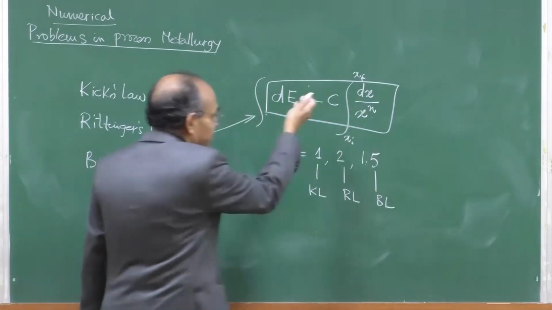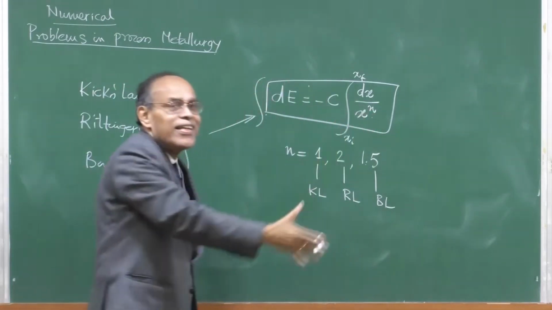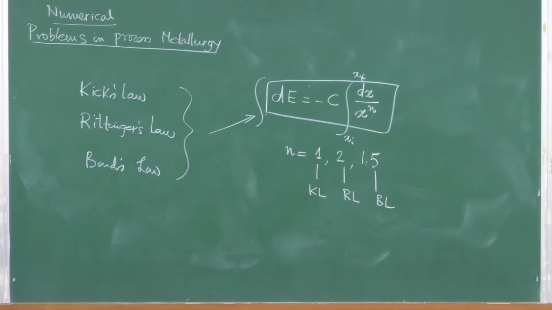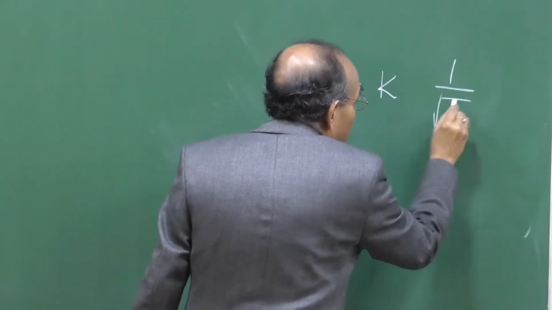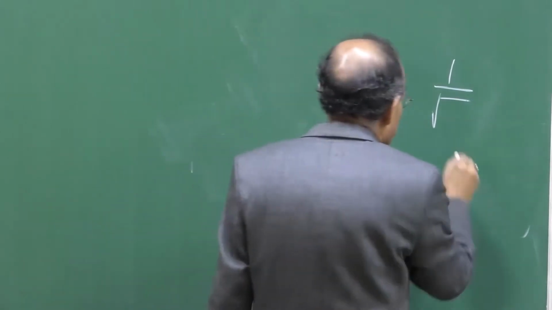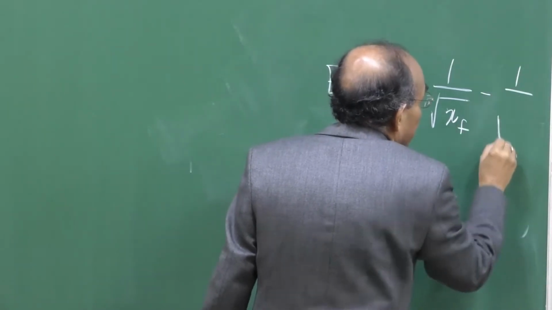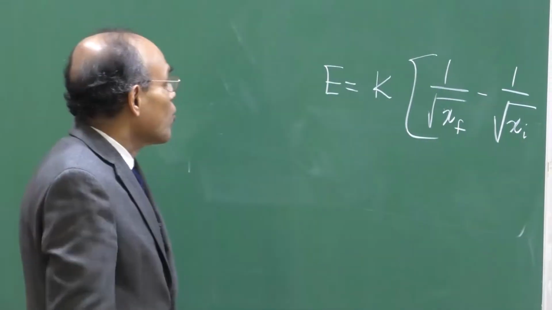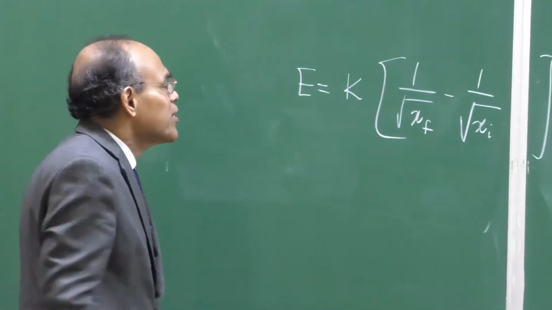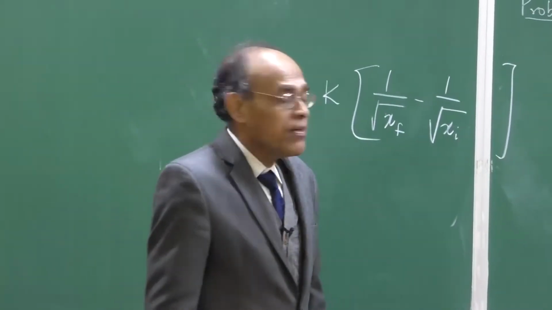So, it is a 10th class or 8th class exercise. You should be able to derive this, the differential form of the equation, and the integral form of the equation also you will be able to derive, and you have E is equal to some constant k times 1 by square root of x final minus 1 by square root of x initial, where k is a constant which depends on the kinds of machine that you use, properties of the ore, all these kinds of things.